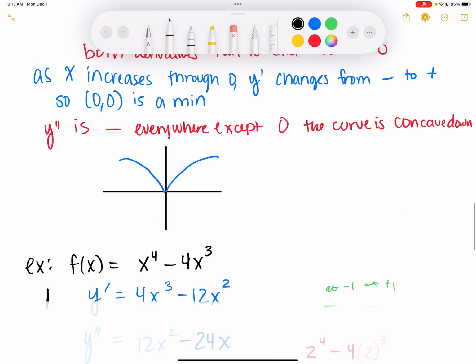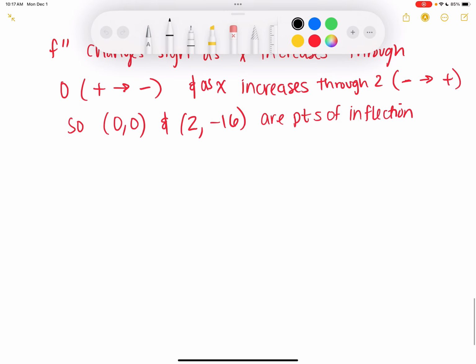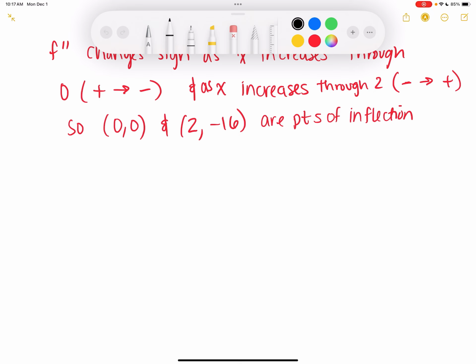So we're on page 198 looking at the first few problems here. Find the extreme values and where they occur. So essentially we're looking at where are the min and the max for our particular problems.